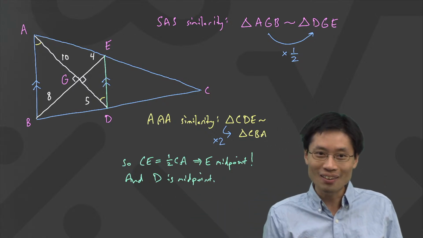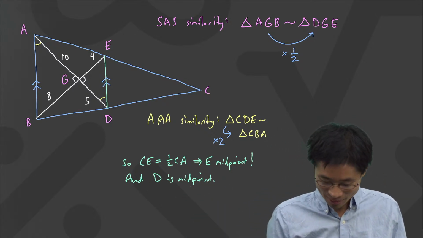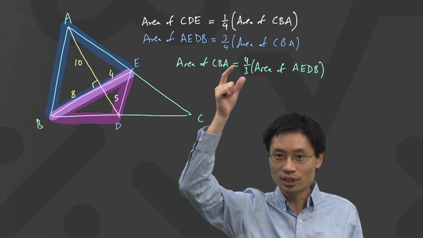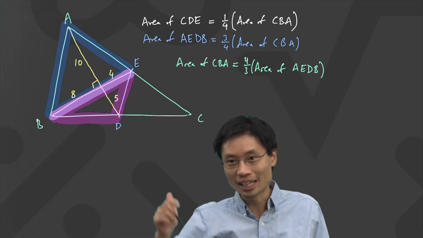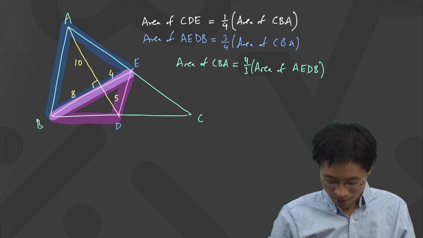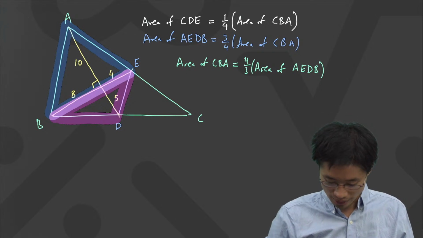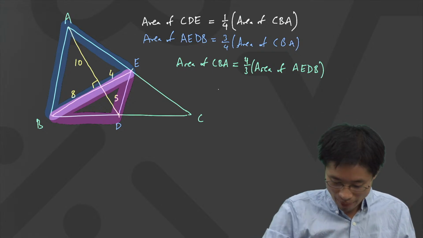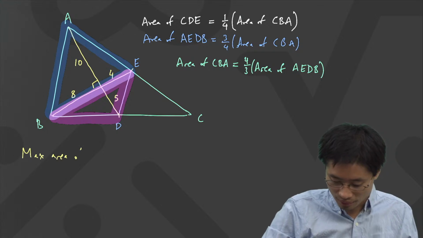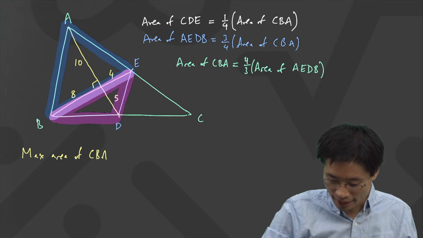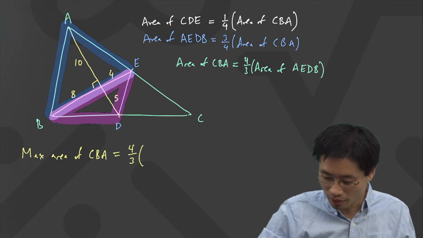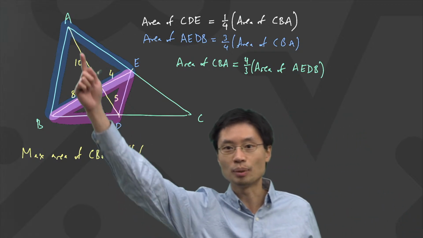Cool. But now I can go back. Let's see. Well, I want to just take 4/3 times the area of that quadrilateral. And the biggest possible area is where I put the right angle. Okay? That's what we were doing. And so in that case, I'll write that the maximized max area of CBA is then equal to 4/3 times the area of the AEDB.